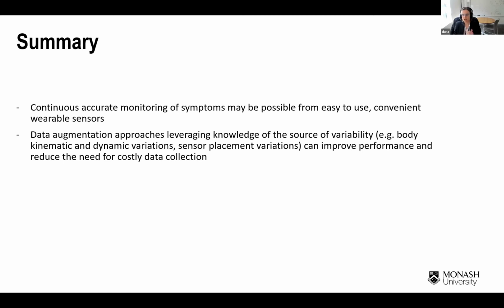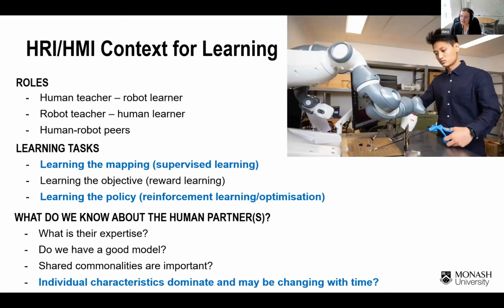Let me now switch to my second example. In this second example application, I want to showcase a different learning context. I want to focus on the case when we simultaneously want to learn a mapping and the policy. And as well, I want to highlight that the user model may be very individual and may be changing with time, so we may not be able to take advantage of data from other users. We have to actually individualize and learn from a particular user.